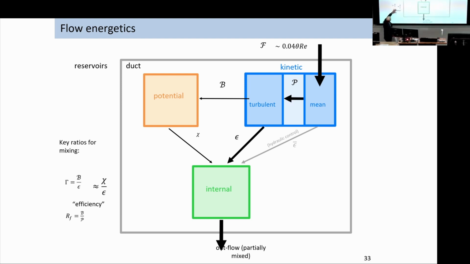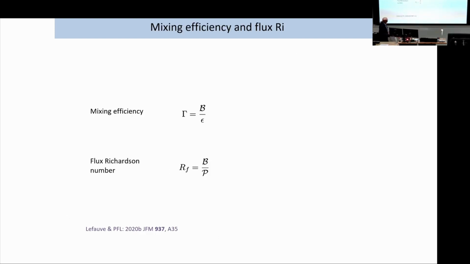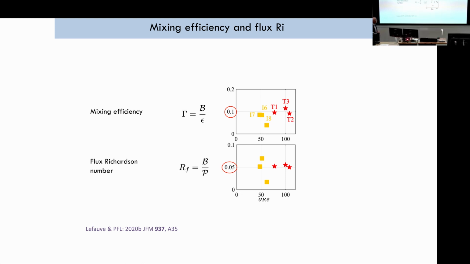So we are able to measure this mixing efficiency, and also what's called the flux Richardson number, which is the buoyancy flux over the production. From our experiments, we get numbers which are actually smaller than 0.2. We get 0.1, and we get values for the flux Richardson number which are 0.05. That's, in a sense, just to say that we're able to do this. And this is for this particular flow. It doesn't mean it applies everywhere, but it's the first time I think you can measure it in those terms.